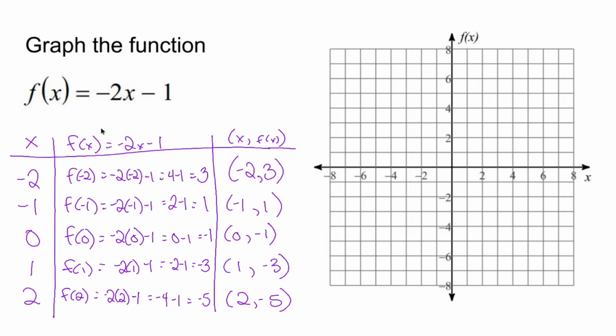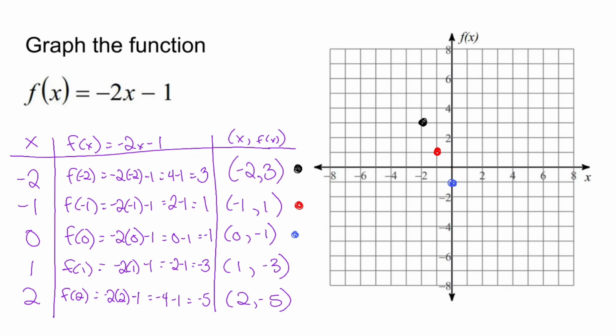Okay, let me graph this first point, negative 2, 3. Negative 2, 3 has me going from 0, 0, left 2, up 3. So left 1, 2, up 1, 2, 3, put a dot right there. Graphing the point negative 1, 1 has me going left 1, up 1, put a dot right there. 0, negative 1 has me not moving and going down 1. So start at 0, 0, don't move, go down 1.